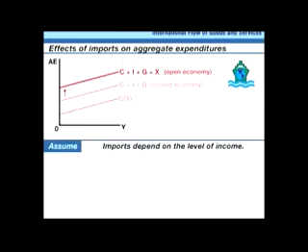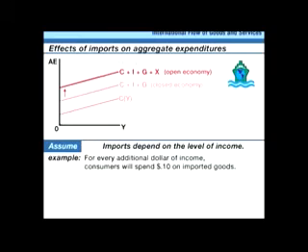So for every dollar worth of additional income that a household gets, they're going to spend 10 cents of it on imported goods. Now, what that does is, if we want to now look at this line as representing the demand for domestically produced goods and services, we have to reduce the slope of this line by 10%. So reduce the slope. Previously, the slope of this line was 90%. Now it's 90% minus 10%, or 80%.